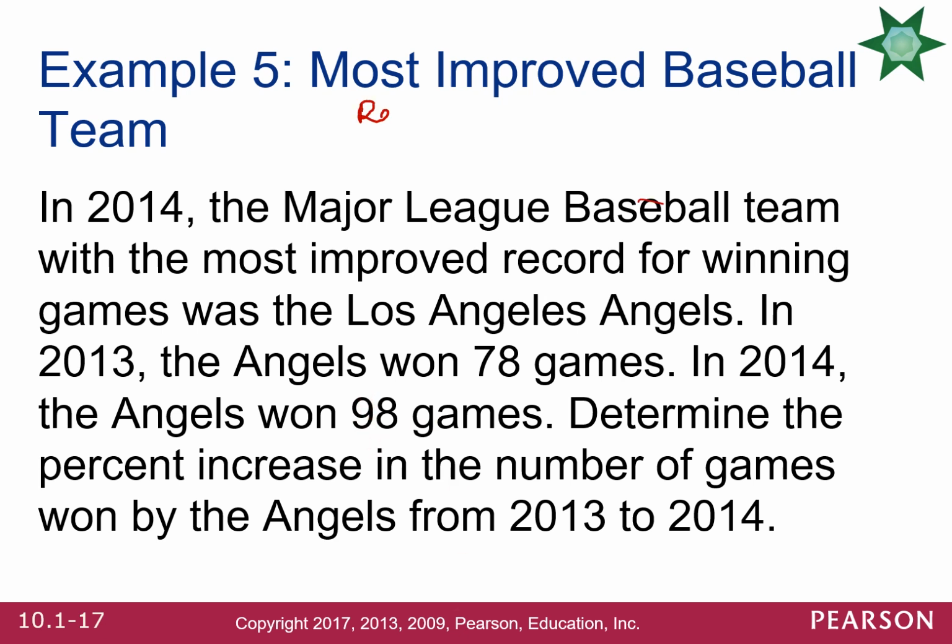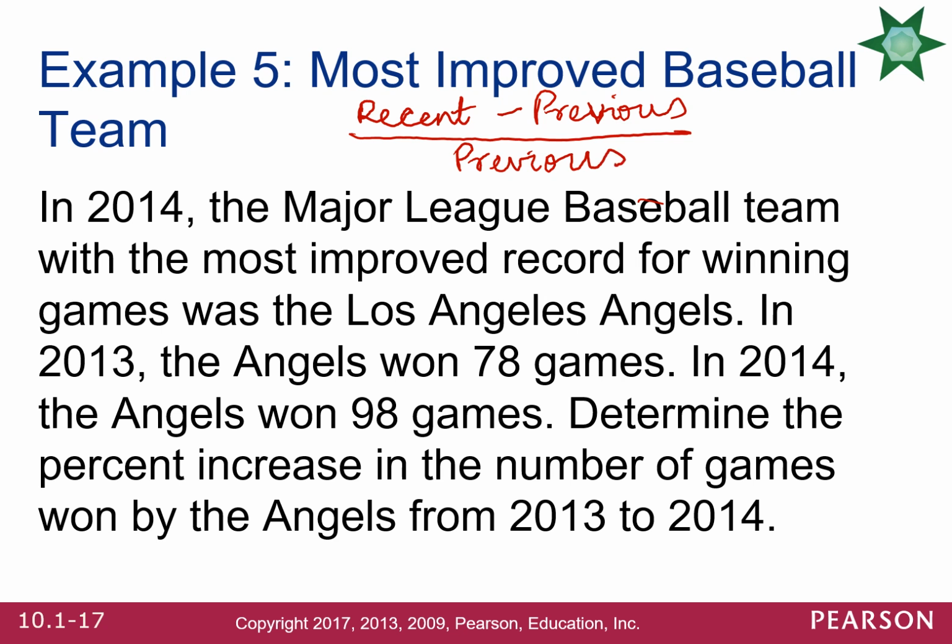It's recent minus previous, over previous. And then whatever decimal value we get from here, we convert that to a percentage by multiplying it by 100. So let's see what they do here, but just note the data. 2014 was 98 games, and in 2013 it was 78 games. So we essentially have to remember 98 and 78, which will appear in the next slide.